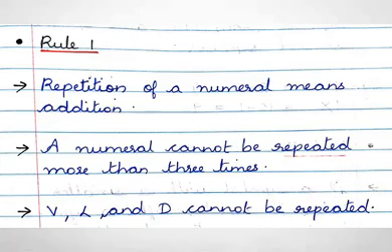The first rule says that repetition of a numeral means addition. A numeral cannot be repeated more than 3 times. V, L and D cannot be repeated. Look at few examples.